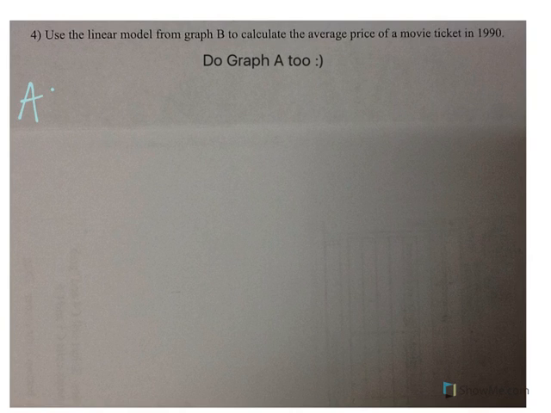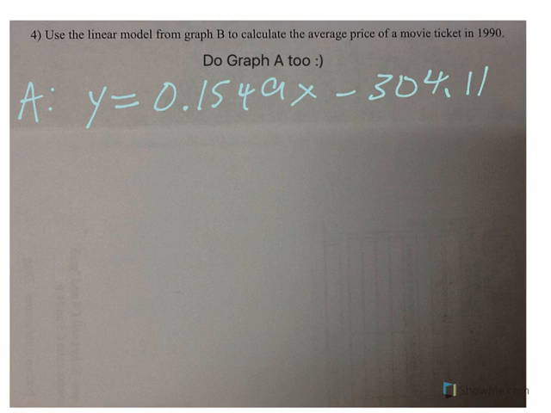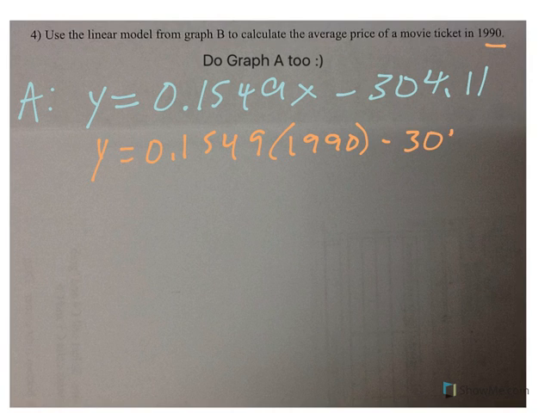Now, you can look back. We're going to do A first. The model in A is y equals 0.1549x minus 30411. And remember that in graph A, they had the actual years on the bottom. So if we went 1990, we're just going to simply put in 1990 into the model. Okay, and when I do that, I get a value. $4.14. So in 1990, the average ticket price was $4.14.